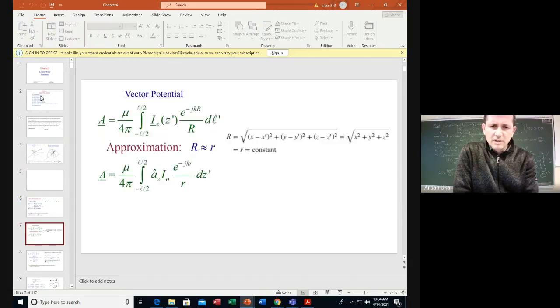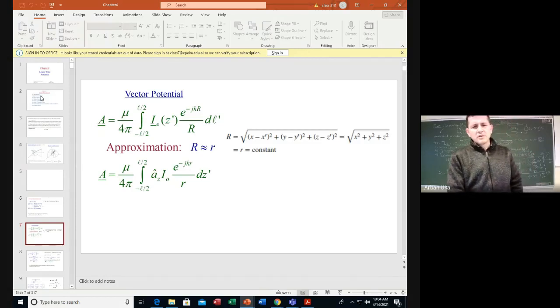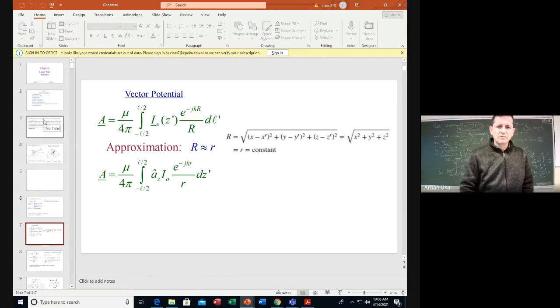Now, the vector potential that we are going to find, A, is expressed as shown here. This is the general expression for A. We can have the near field approximation for this expression, and we can also have the far field approximation for the vector A. R, which we can analyze here, is given by this expression.